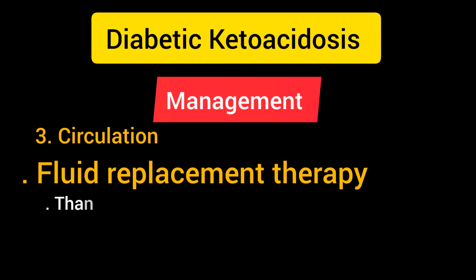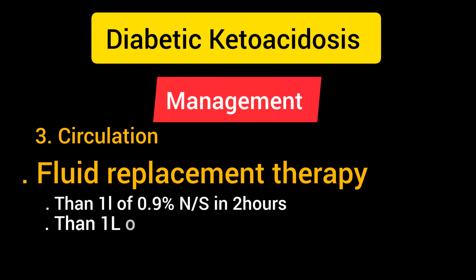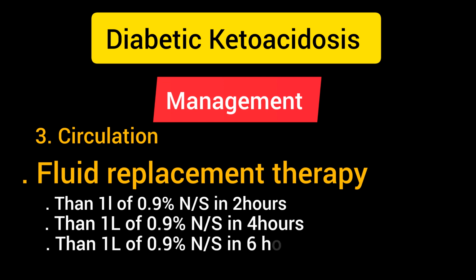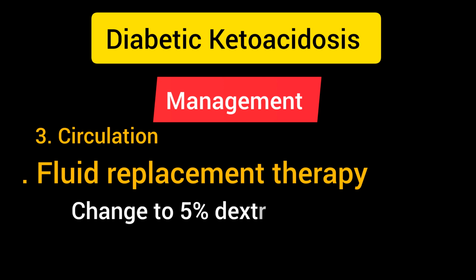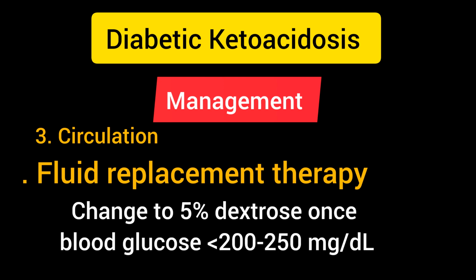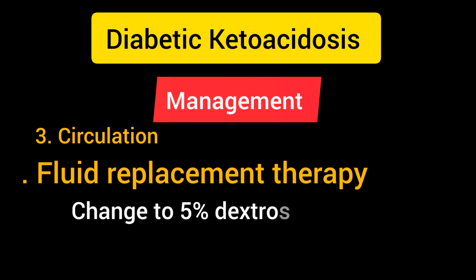Then 1 liter of 0.9% normal saline in 2 hours. Then 1 liter of 0.9% normal saline in 4 hours. Then 1 liter of 0.9% normal saline in 6 hours. Then 1 liter of 0.9% normal saline in 8 hours. Change to 5% dextrose once blood glucose is less than 200 to 250 milligram per deciliter.